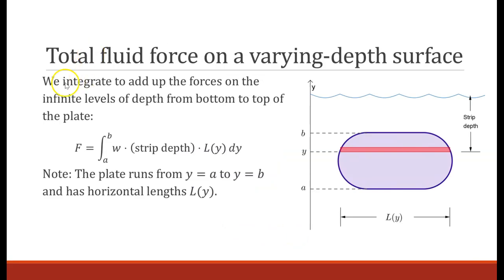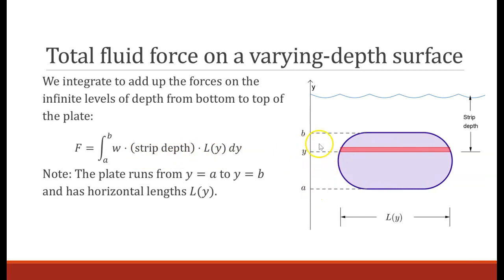Now let's extend the idea to calculus to find the total fluid force on a varying depth surface. We integrate to add up the forces on the infinite levels of depth from bottom to top of the plate. So to calculate the fluid force, we're going to find the integral from A to B. So those are y values. Note that the plate runs from y equals A to y equals B. And to calculate the force, we're still going to need the weight density of the liquid times the strip depth. So the strip depth is a function of y.